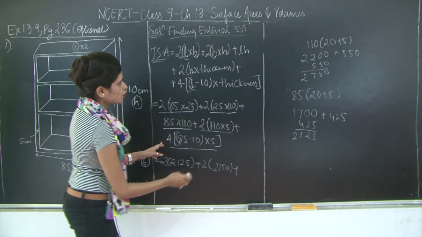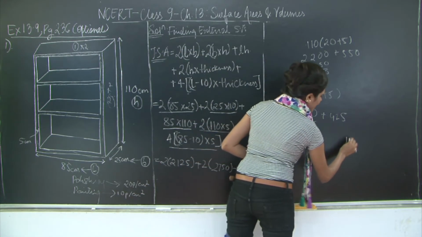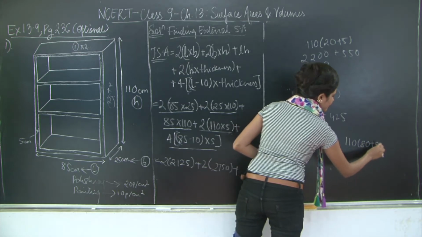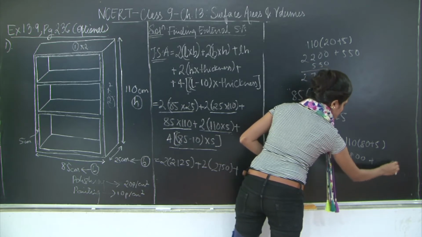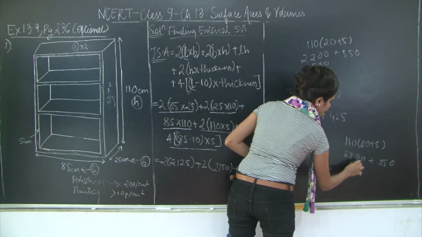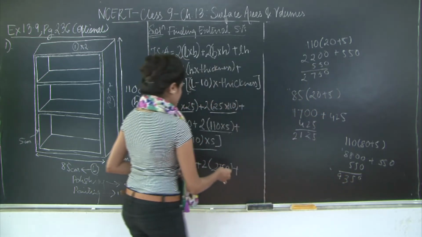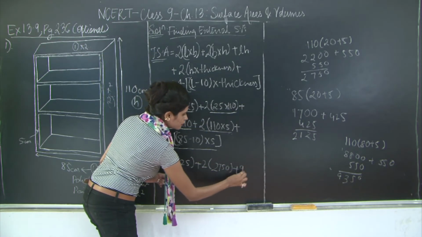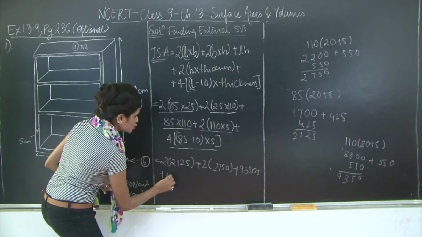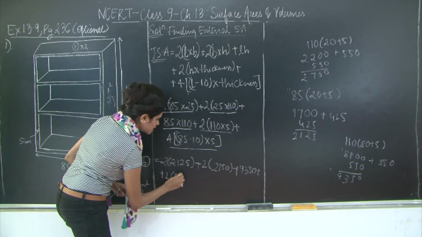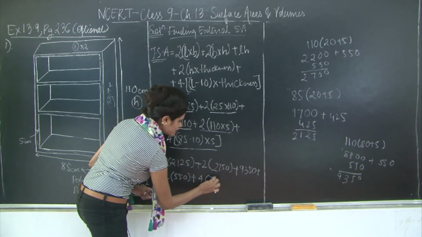85 into 110. So did we do 85 into 110? No, we haven't. So let's do 85 into 110. I get 110 into 80 plus 5. 0, 0 and 8, 8. Then plus 0, 5, 5. So let's add 550, 5, 5, 3, 9, plus 9350. Now this section plus 2 into 110 into 5 is 550, plus 4 into 85 minus 10 is 75 into 5.